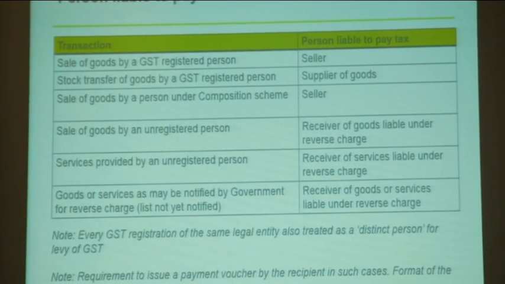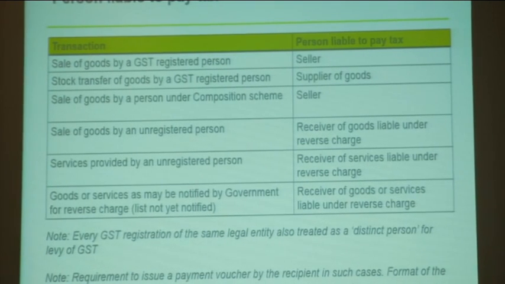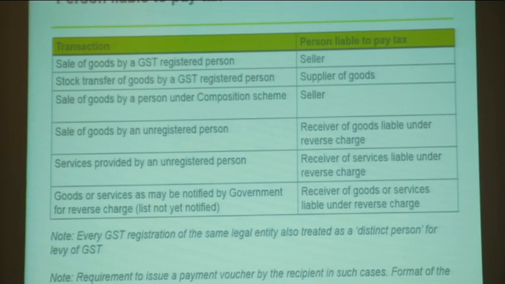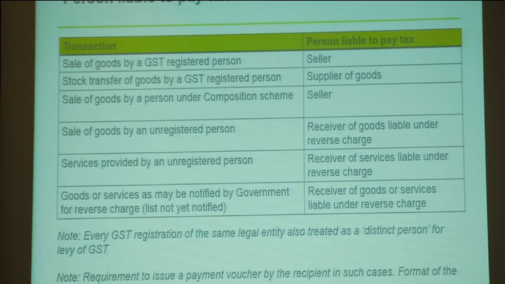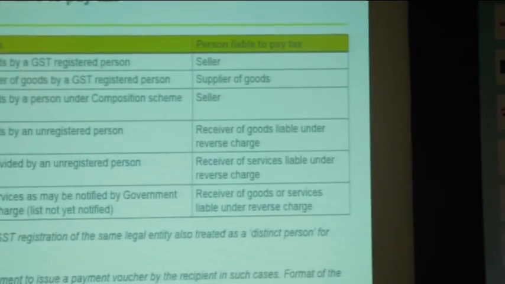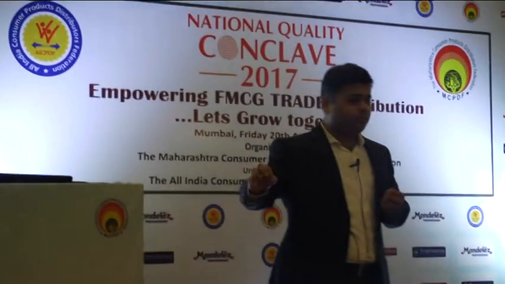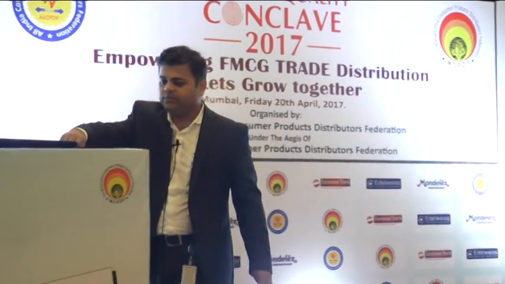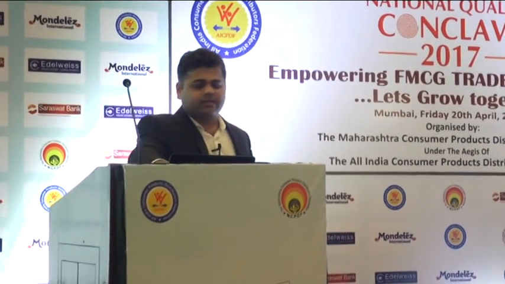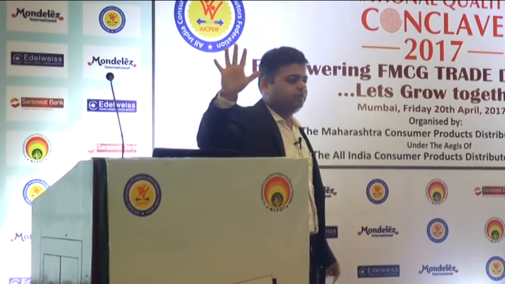Sale of goods by a person under composition scheme. So suppose there is any person जिसने composition scheme लिया है below 50 lakhs वाला case. In that case also that person has to pay the tax to the government. Sale of goods by an unregistered person. So suppose any person who is not registered under GST and if he sells goods, then the person liable to pay tax is the receiver, मतलब buyer. उसमें reverse charge applicable होगा. So ये जो last 3 cases हैं वहाँ पे reverse charge लगता है. First 3 cases जो हैं वहाँ पे seller is liable always.